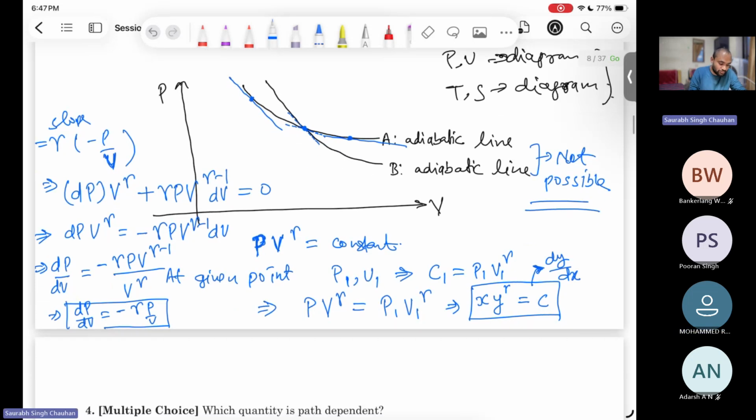Okay, so for any process you can find an equation in the form of some function f(x, y) equal to 0. You just differentiate that, and you will get the slope.